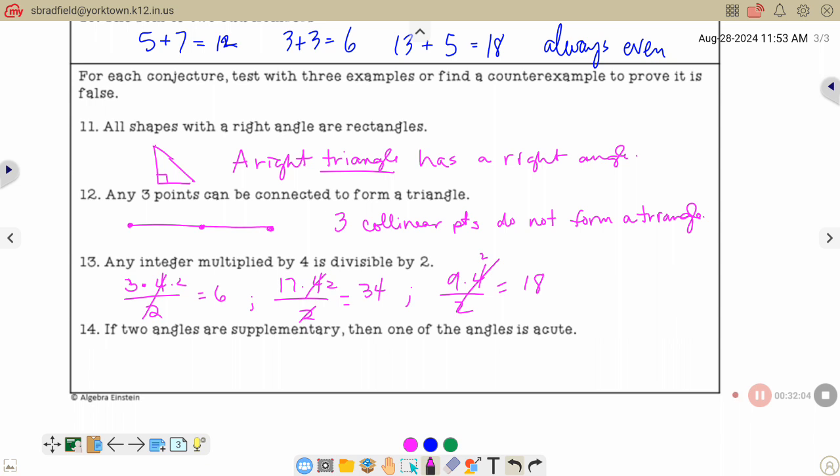You can have 2 right angles, and they would be supplementary. So it could look something like this, couldn't it? That's a linear pair. So they're adjacent, they're supplementary, they add up to 180, but they're both right angles, so that's a good one. Anybody have any questions?